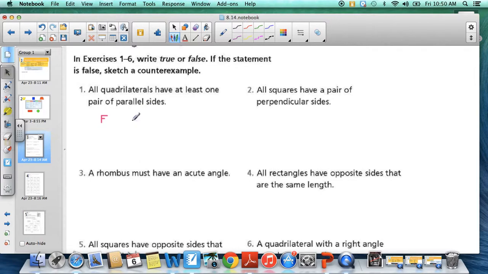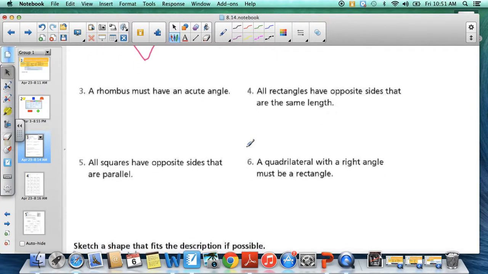So let's see. I'm going to draw one. I'm going to try to. Imagine these are straight lines, guys, that would classify this as false. Hopefully that makes sense. It's not supposed to look like a diamond, but it kind of does. So this is closed. There's no parallel sides if they were all straight. And yeah, so there we go. So for number 2, all squares have a pair of perpendicular sides. That is true.